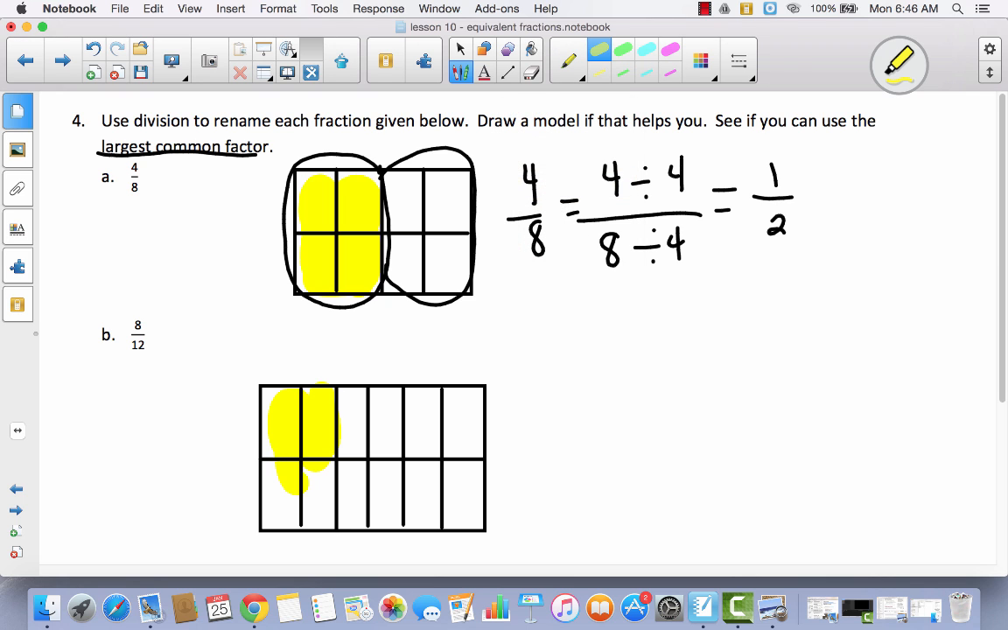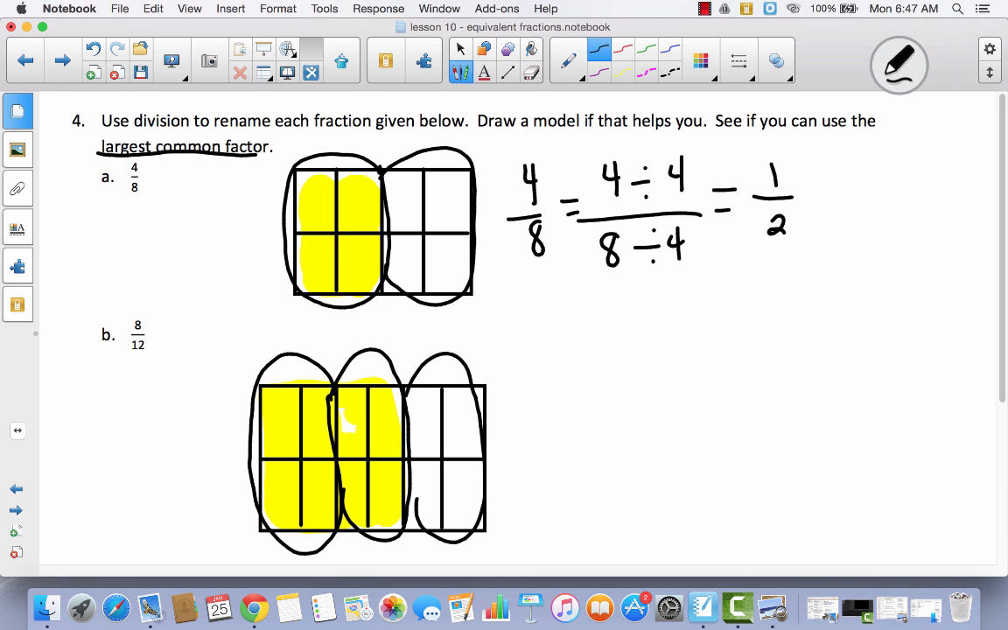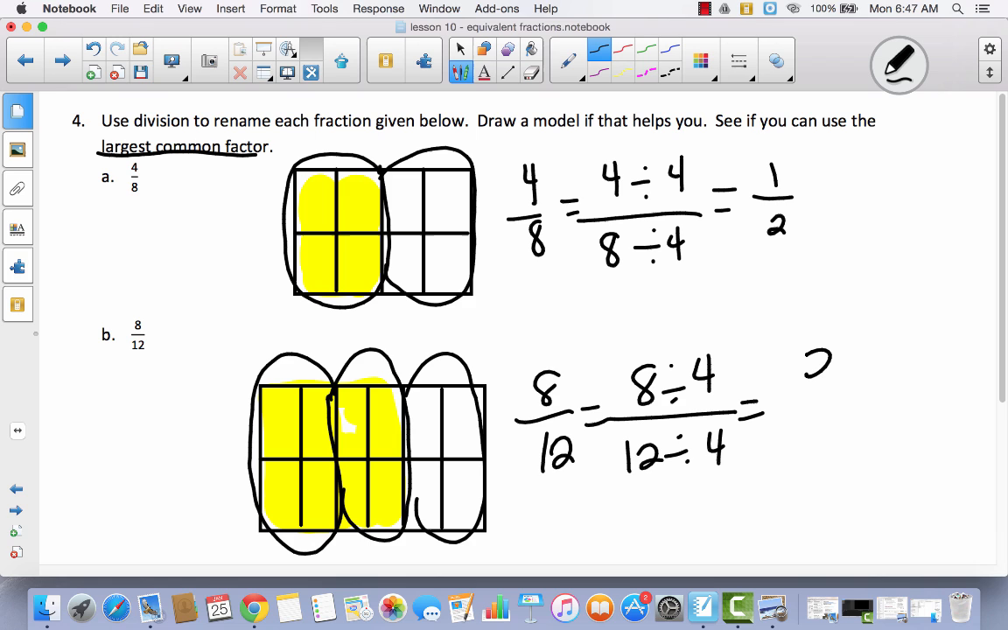All right, so what if I did groups of 4 like I did in the last one? Let's see if that would work. I could do a group of 4 here, a group of 4 here, and a group of 4 here. So I began with 8 twelfths, and I took my numerator and divided it into groups of 4. I took my denominator and divided it into groups of 4, and I ended up with 2 out of 3. 1, 2 out of 1, 2, 3. So this 4 would be the largest common factor of 8 and 12.